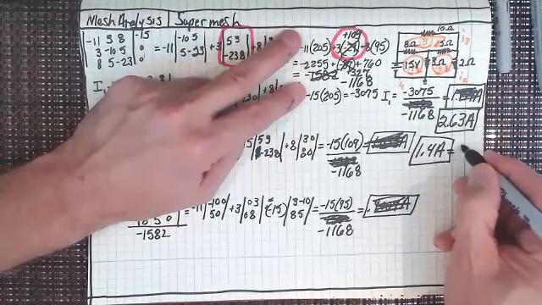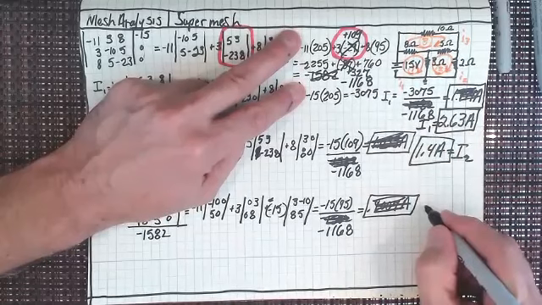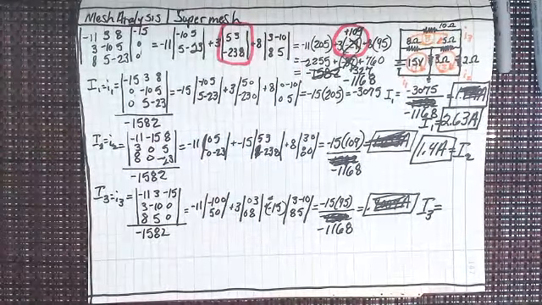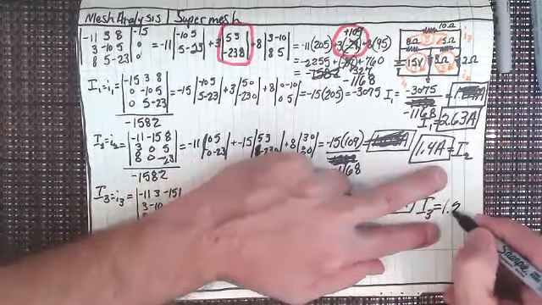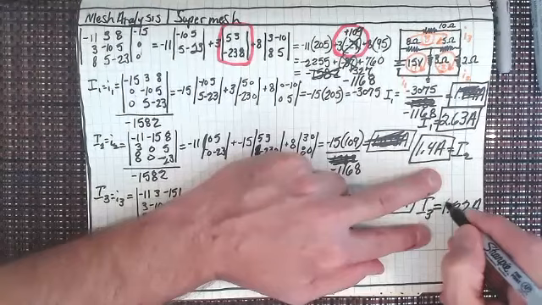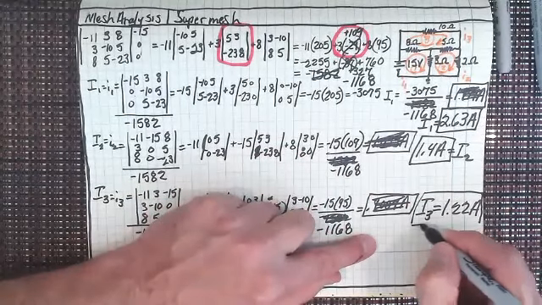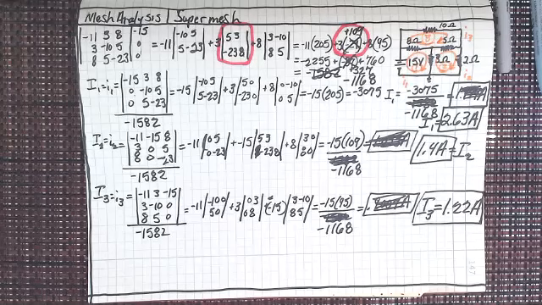Okay, for I2, for I1, and then I3 is going to be 15 times 95 divided by 1168, and that should come to 1.22 amps. All right, there you go. We've done the mesh analysis for the entire thing. And what I really would like to do is the super mesh.